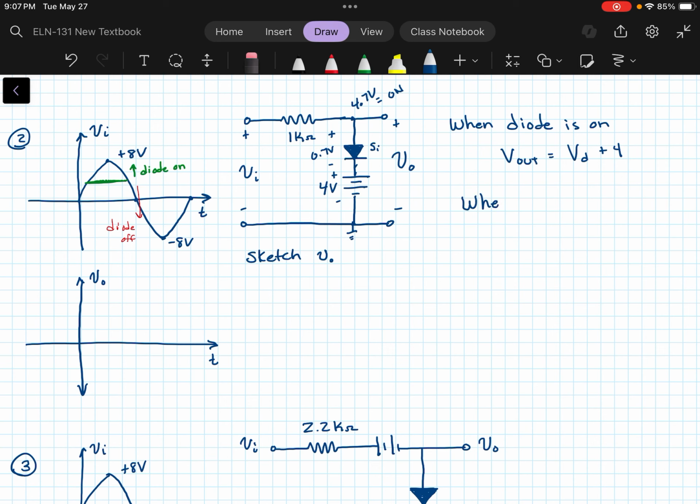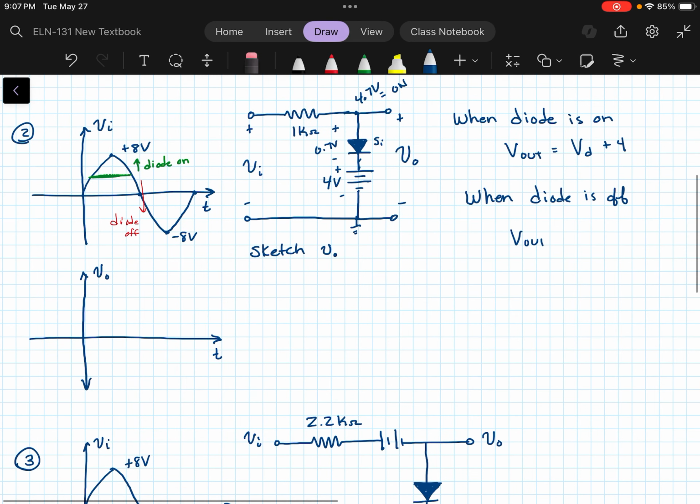And when the diode is off, we have an open circuit at the diode, but that open circuit is in parallel with V out, and there is still a path to get from the input to the output, and both should have a connection to ground as well. So when the diode is off, then V out will just be equal to whatever V in is.